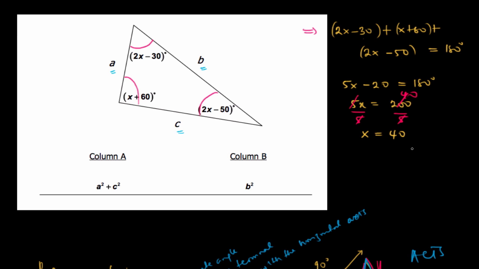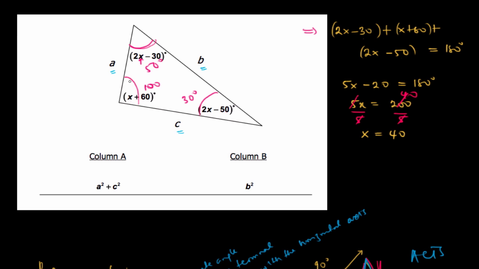So in other words, since x is 40, to find this angle here, it's just going to be 2 times 40, which is 80 minus 30, that's 50. So this angle here is 50 degrees. Here is 40 plus 60, so the angle here is 100 degrees. And here is 2 times 40, which is 80 minus 50, that is 30 degrees.